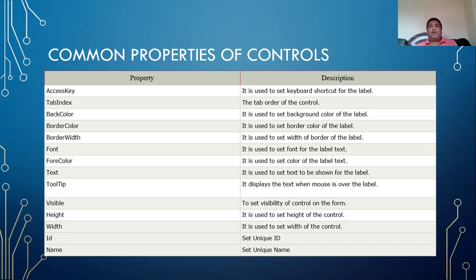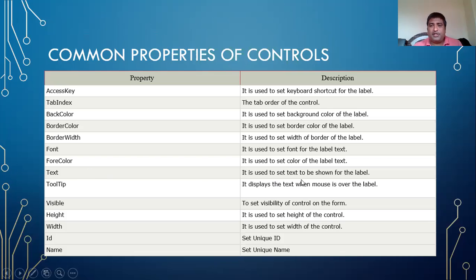Some common properties of controls. AccessKey is used to set the keyboard shortcut for the label, so how we access the control using a shortcut key. Here we specify TabIndex, so which control we access first and which control we want to access next. For that we use TabIndex. BackColor for background color. BorderColor to set the border color. BorderWidth is used to set the border width. Font to set a font with its size. ForeColor for giving the text color.